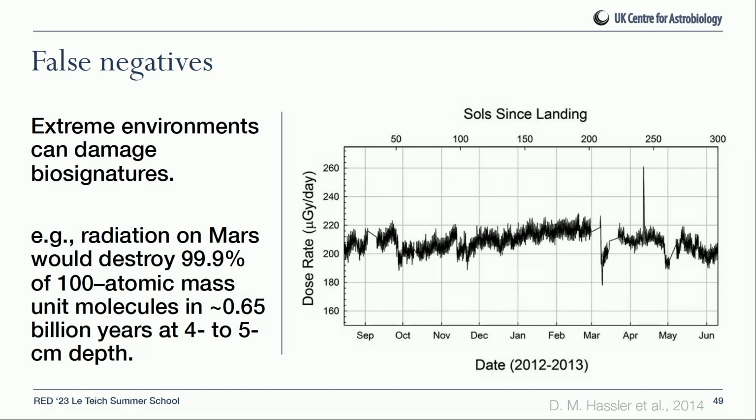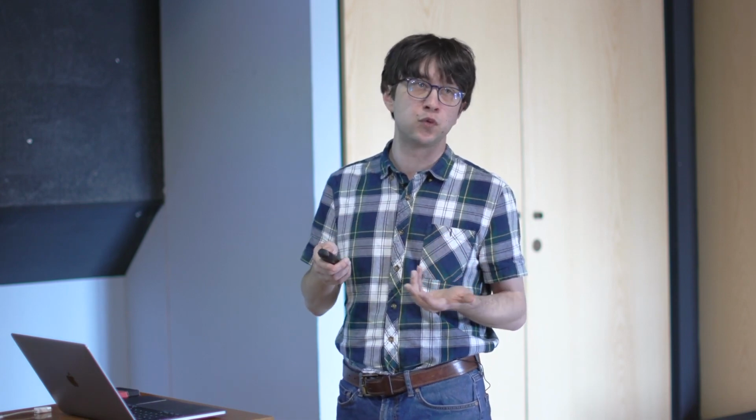And this is just a graph that shows the sort of ionizing radiation dose actually measured in Gale Crater. And essentially it's very high. So that's why we need to dig below that or look at material that's only been recently exposed. Otherwise we're going to just draw a blank. We're not going to find evidence of life, even if it was at some point there.